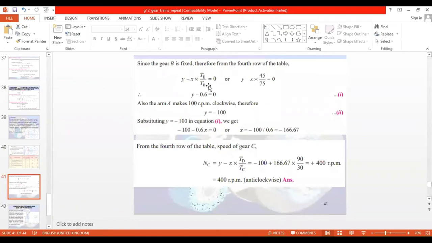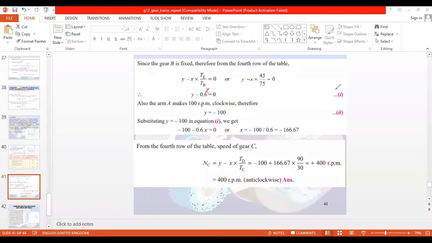TE we have found as 45, TB is given as 75, so 45 by 75 is equal to 0.6. So Y minus 0.6x is equal to 0. This is one equation.